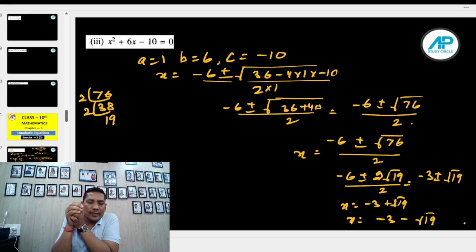Now see very carefully. One very good thing to make a point is that whenever roots are irrational, they are the conjugate of each other.